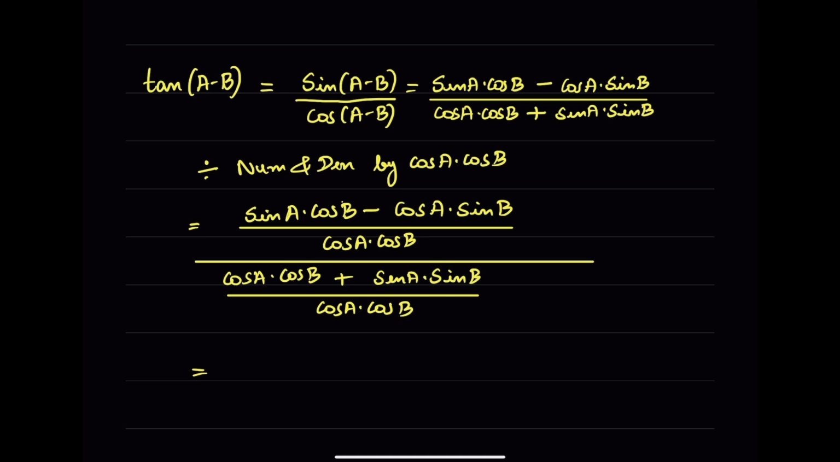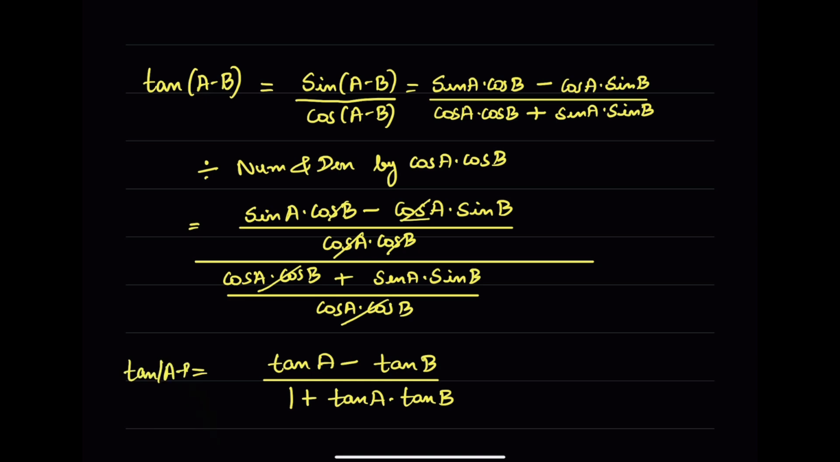So let's check the numerator now. We can cancel out cos b in the first part, and in the second part here cos a can be cancelled out. So we would have tan a minus tan b, that is our numerator. Now the denominator, the first part would get completely cancelled out. So this is 1 plus tan a tan b. So tan of a minus b is tan a minus tan b divided by 1 plus tan a tan b. So this is how we can prove the sum and difference formula for tangent.